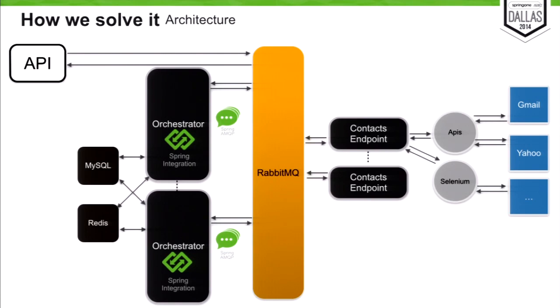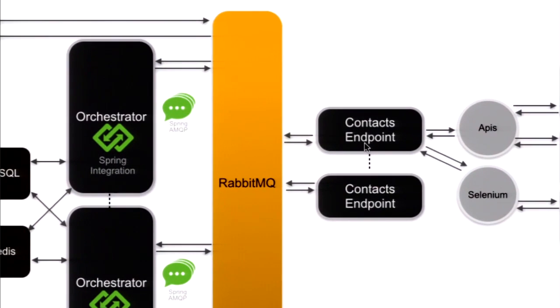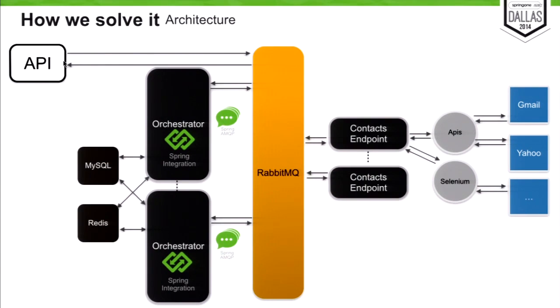Then we have the endpoints. In this case, for the sake of clarity, we only show the contacts endpoint, but we actually have email endpoints, calendar endpoints, and domain endpoints. These endpoints integrate external services through different mechanisms like APIs, or for example Selenium in the case of the contact endpoints. And finally, we have the API that we offer to our clients, which is the entry point.